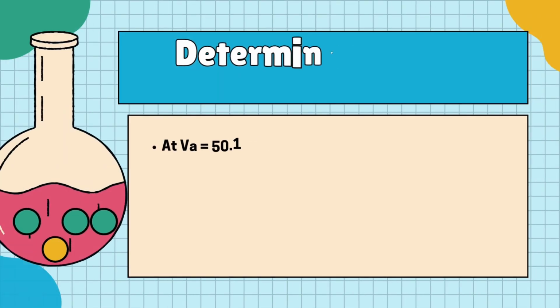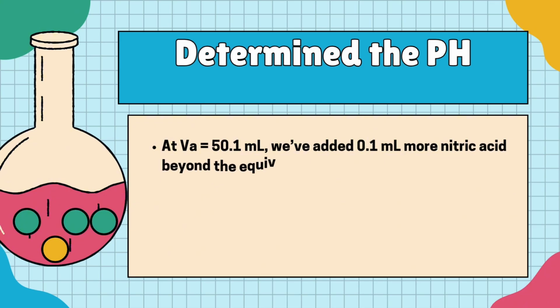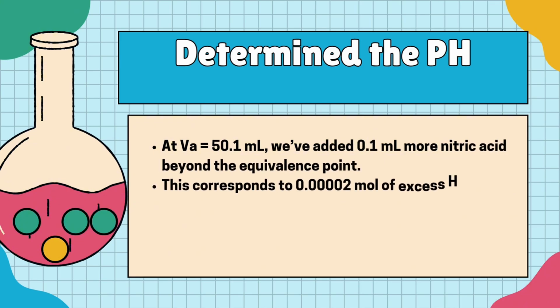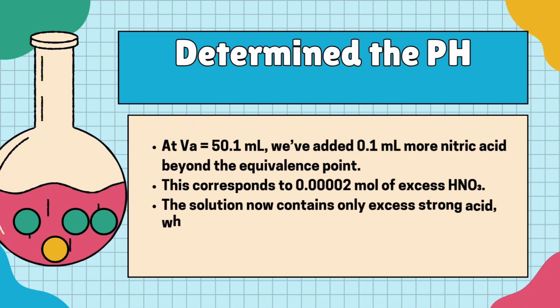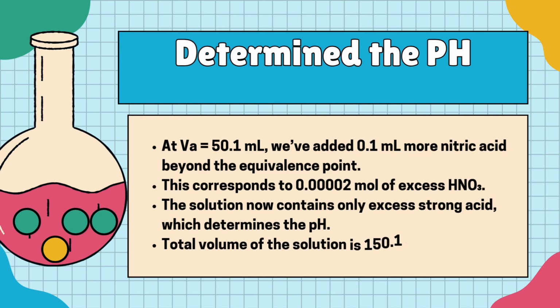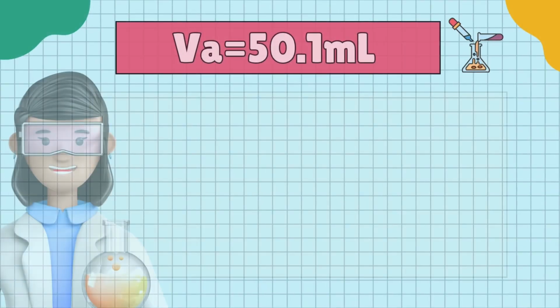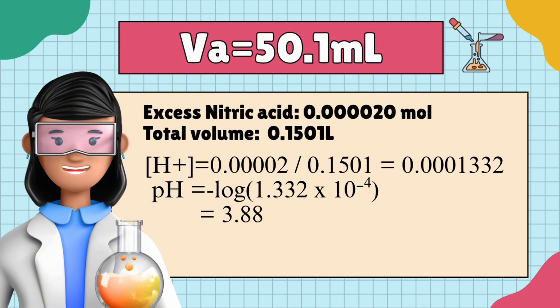Now that we've passed the equivalence point, meaning we've added more than 50 milliliters of nitric acid, there is no more cocaine base left to neutralize it. From this point on, the solution contains excess strong acid, and this excess directly determines the pH. The hydrogen ion concentration, or H+, is 0.0002 divided by 0.1501, which gives 0.001332. That gives a pH of 3.88.